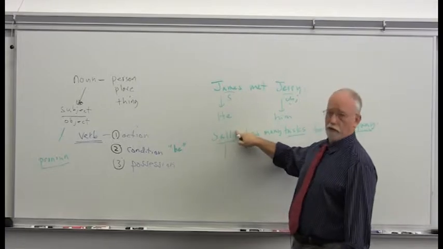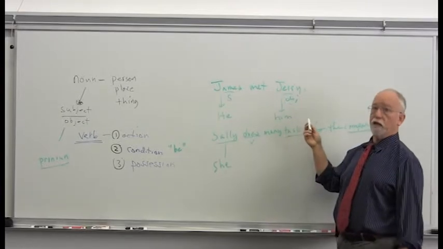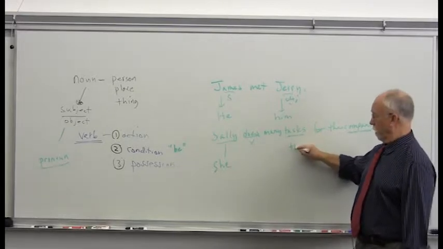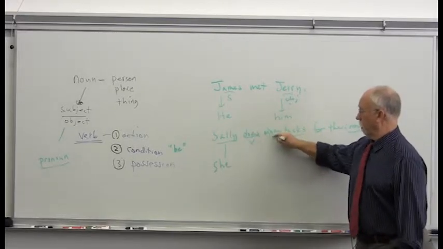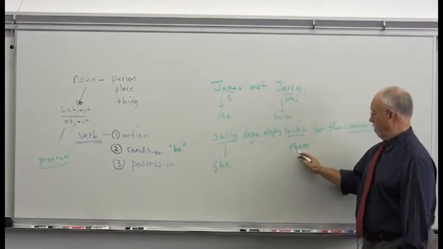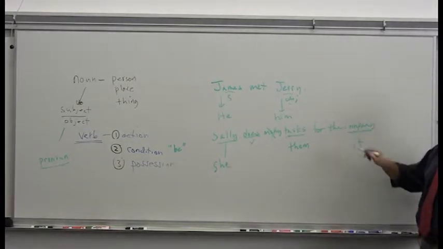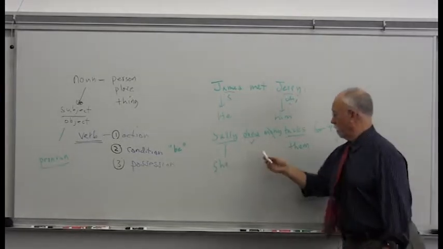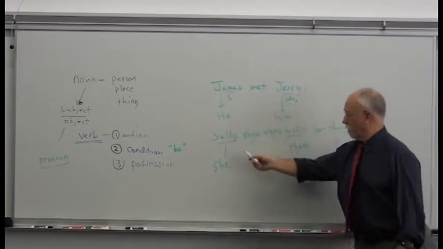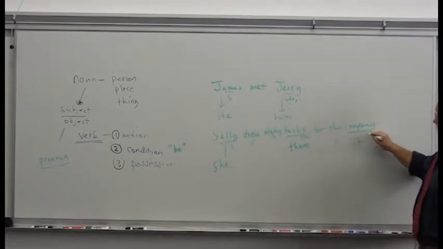So in this case, since Sally is the subject, we'll say she. If Sally were the object over here, we would say her. And then tasks, since this is plural, we'll say them, and we'll take off this one. So Sally does many. Sally does them for the company. Since company is singular, we'll say it. And then we won't use the. So she does them for it. So depending upon where it is in the sentence, since this is our subject, since this is our object, and then this is the object of the preposition.